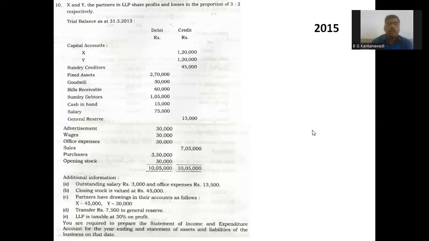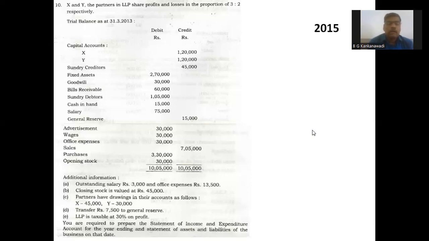The next is partners have drawing in their account as follows. Partners drawing is 45,000 and 30,000. So first of all, this drawing is considered as drawing of goods. You consider that as drawing of goods and add in the closing stock in the income and expenditure statement, and thereafter you deduct in the balance sheet under the partners capital or partners fund.